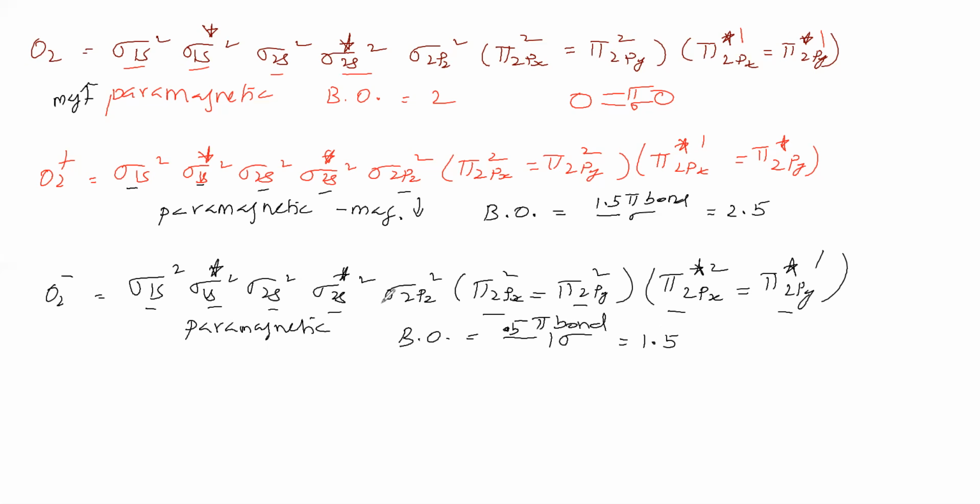This O2 minus is explained as per molecular orbital theory. Now, how is O2 minus explained by valence bond theory? That we will see. This O2 minus is called superoxide. How valence bond theory explains this structure, we will see.